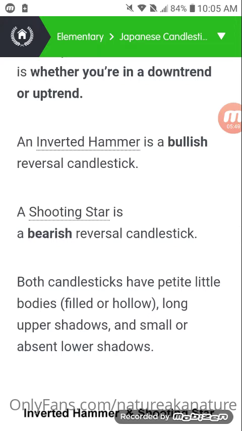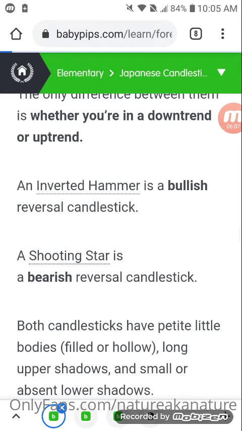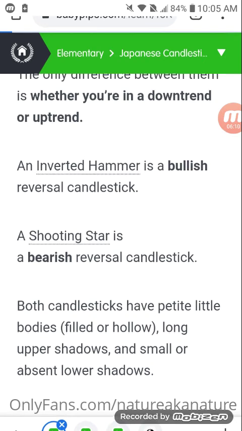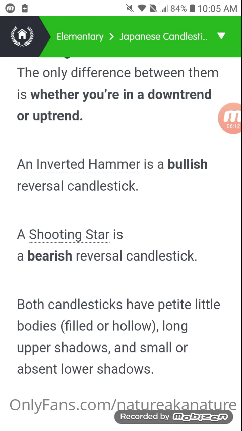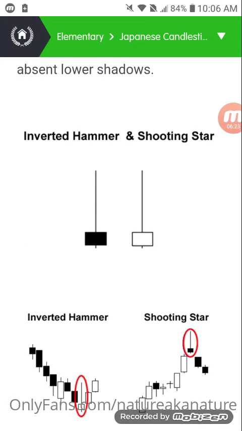Both candlesticks have small bodies, filled or hollow, and long upper shadows, with small or absent lower shadows. The hammer and the hanging man have long lower shadows, and the shooting star and the inverted hammer have long upper shadows and small lower shadows. For the colors, the inverted hammer will be hollow, and the shooting star will be filled. This is what the inverted hammer and the shooting star look like.